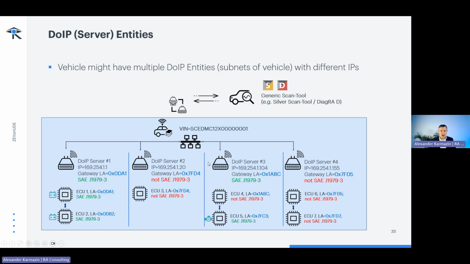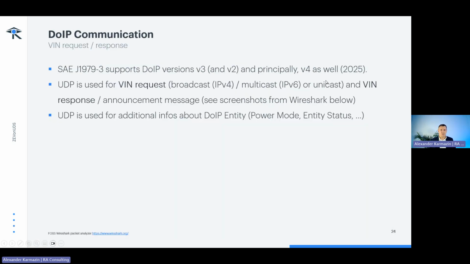Even though this picture is a bit complicated, what we learned is that classical vehicle architectures in the past typically used just one DoIP server, like a gateway, which had a subnet of all the ECUs available and managed the communication to all of them. But with new architectures evolving, this will probably change, and whole subnets or parts of subnets will also be visible outside of a vehicle. It's quite an interesting topic.